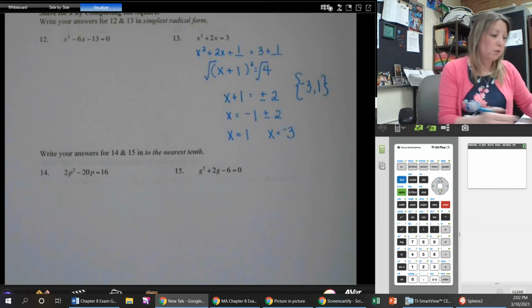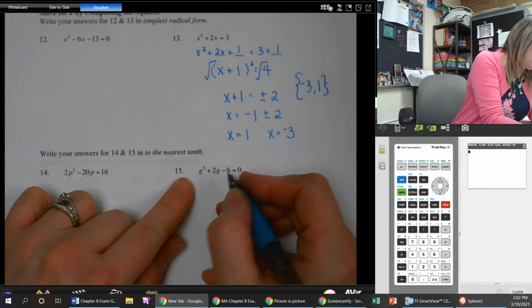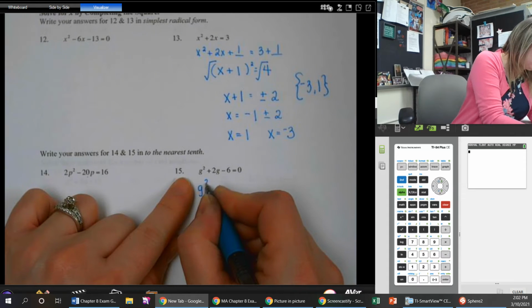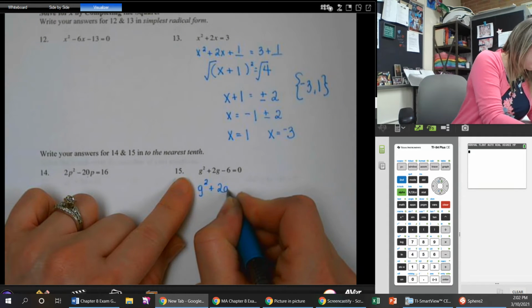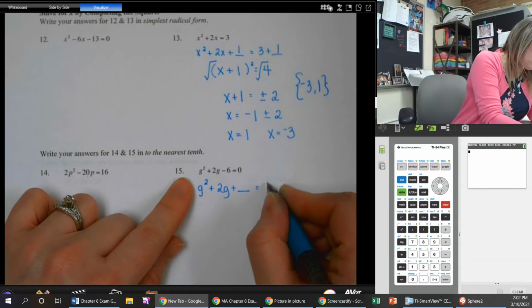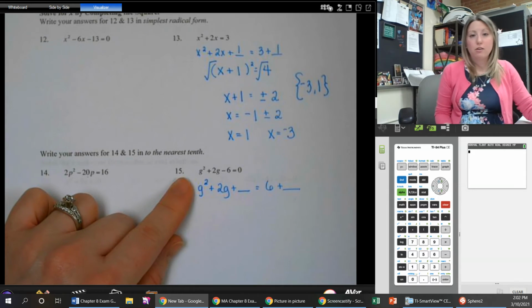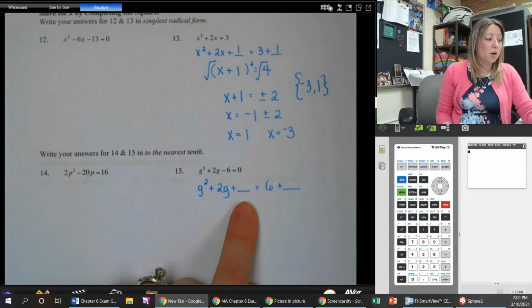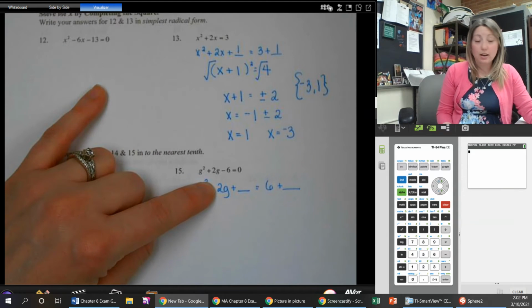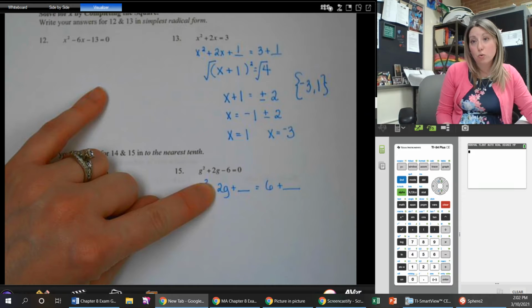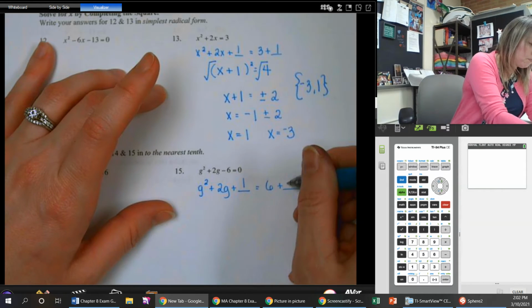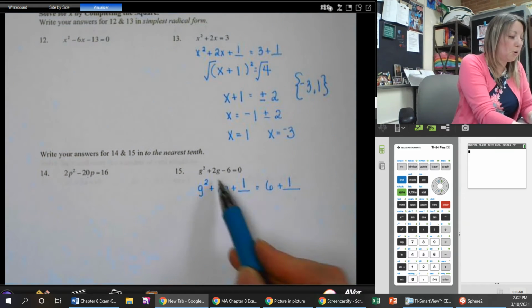So the very first thing we need to do is add 6 to both sides of the equal sign, and leave a plus blank here and then have a plus blank added over here. So now we already know what goes in the blank here because it's the same as the one before. But let me again remind you how I get it. B term divided by 2 and squared. So 2 divided by 2 is 1. 1 squared is 1.